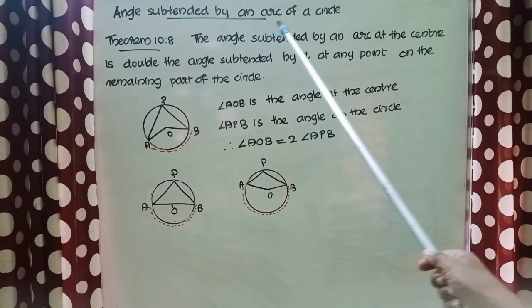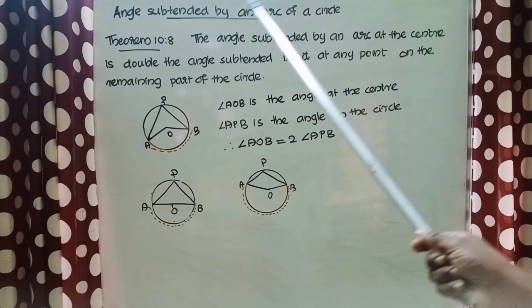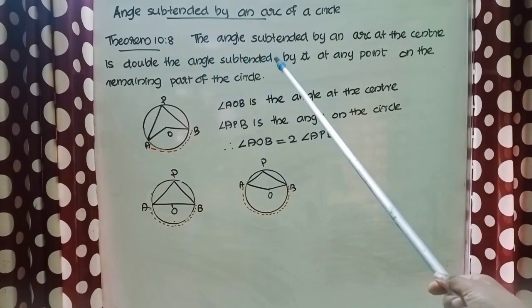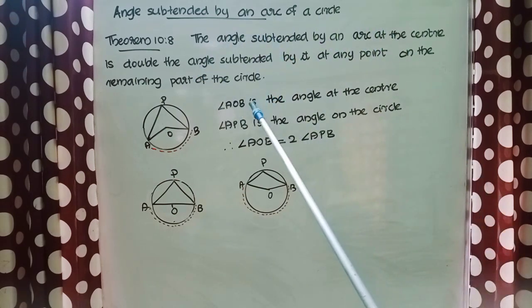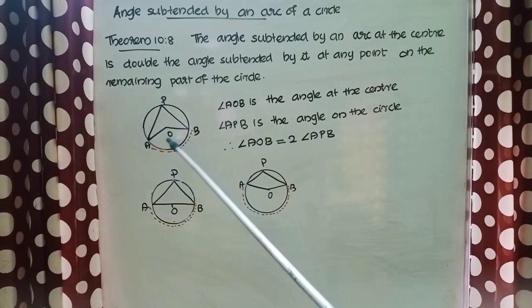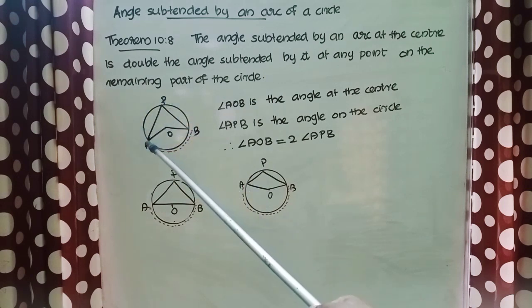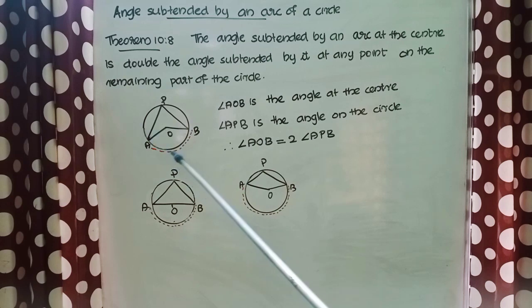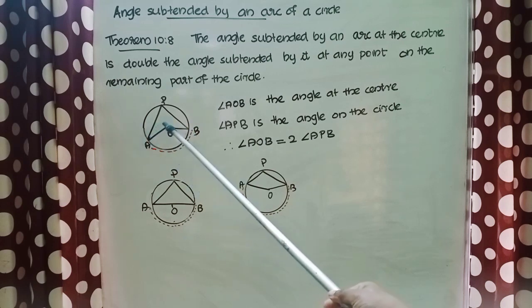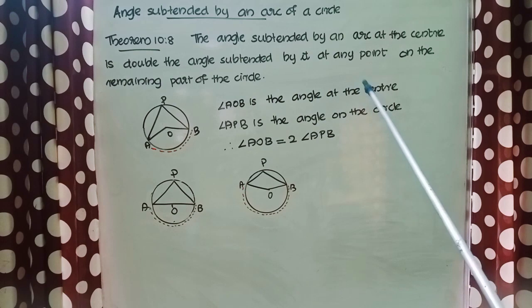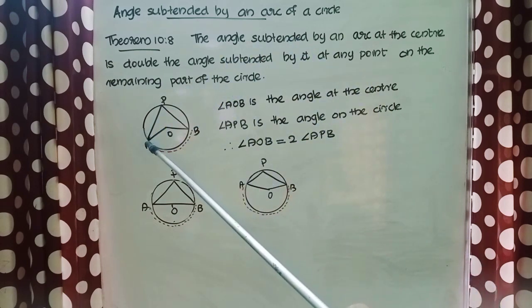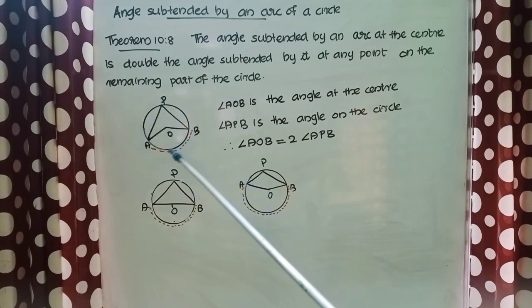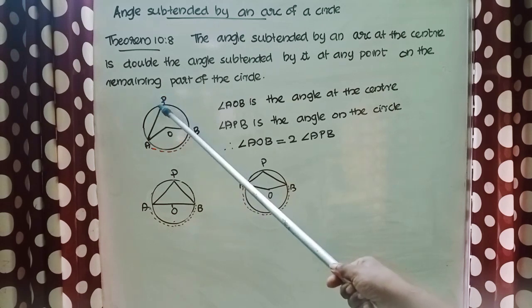Theorem: the angle subtended by an arc at the center is double the angle subtended by it at any point on the remaining part of the circle. Here you see the figure. There is a circle and the arc AB. This angle AOB is the angle subtended by this arc AB at the center, and this angle APB is the angle subtended by the same arc AB on the circle.